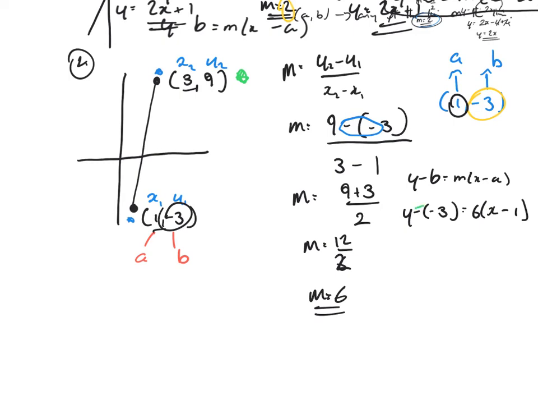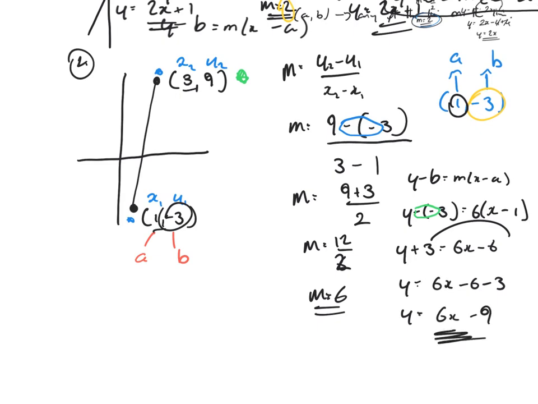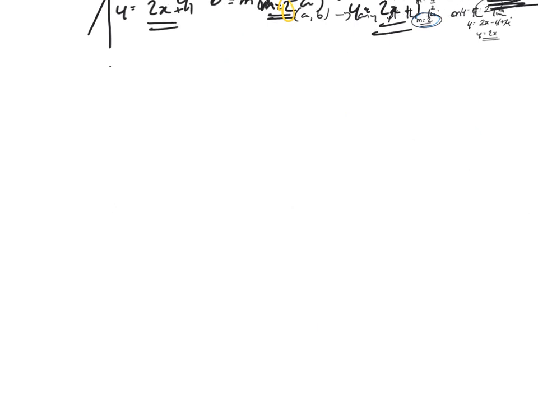Okay, two negatives together will become plus, so that will be y plus 3 equals 6x minus 6. I'll then bring that across, change its sign. y equals 6x minus 6 minus 3. y equals 6x minus 9. Final answer.